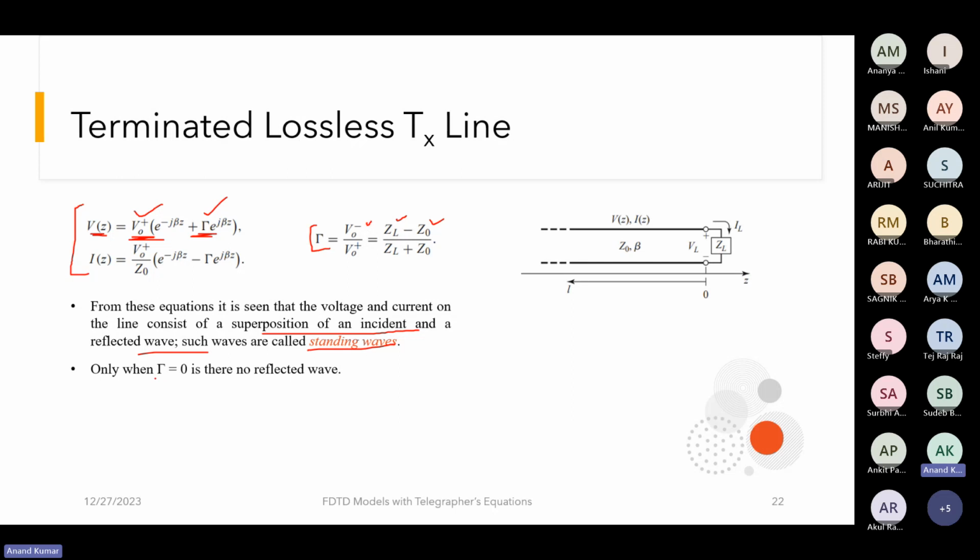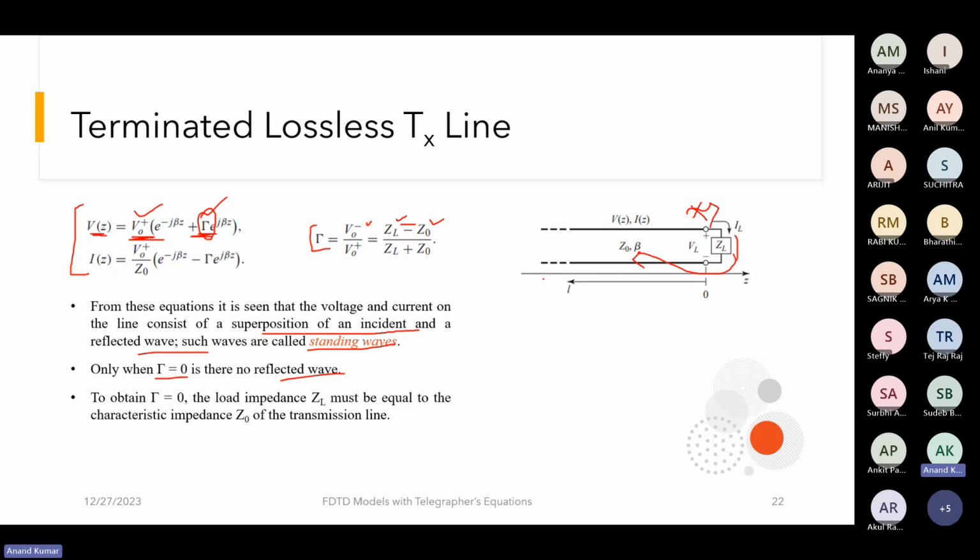Now, if gamma becomes zero, it means that there is no reflected wave. And to get gamma equals 0, we must have ZL equals Z0. So if the load impedance becomes equal to the characteristic impedance, we will have no reflections. All the wave will pass through and be dissipated across the load impedance, and there will be no reflected wave. For this particular case, we call the load ZL matched.